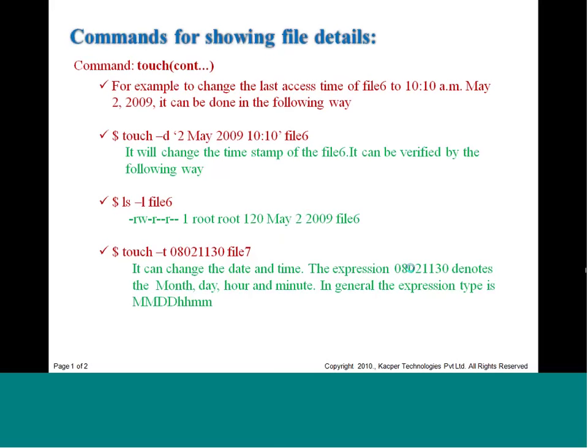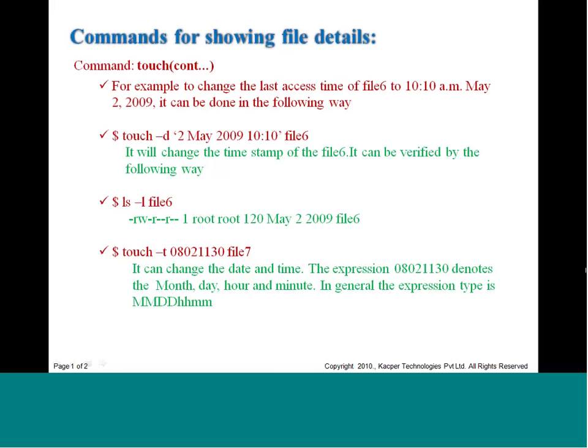So another way to do it is touch dash t. The touch dash t takes an expression which is month followed by day followed by hour followed by minutes. So it's shown here, like month month, day day, hour hour, minute minute. Once you specify this format, it actually updates the timestamp to that particular time. So that's another way to change it: either dash d with the date inside the quotation, or just specify dash t and then as a string you can specify the whole date, and then it updates to that one.